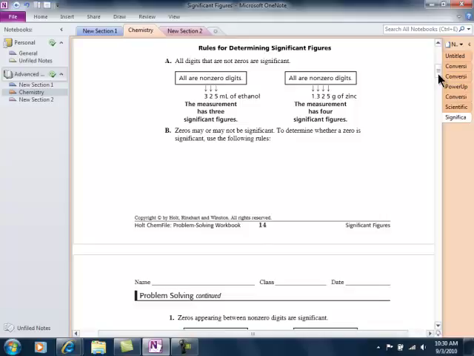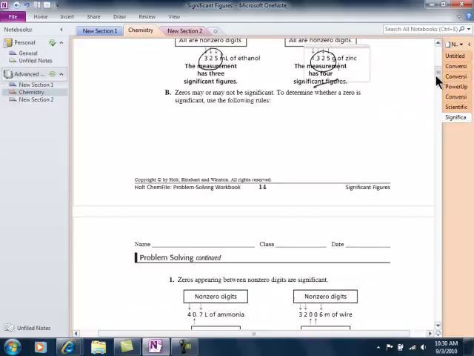They really were rules. All non-zero digits are significant. So any digit that is not 0 is significant. Right here where it says 325 milliliters, all three of those digits are significant because none of them are a 0. And here again, this same deal, 1.325. There are 4 non-zeros, so there are 4 significant figures there.